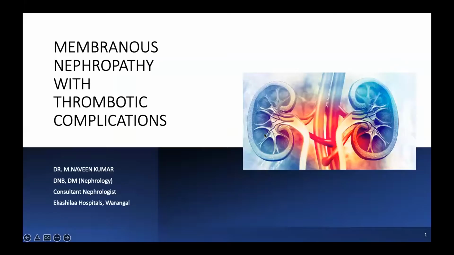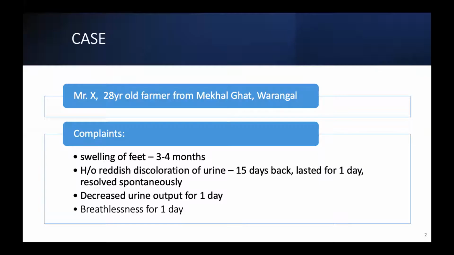Today, I am here to present a case of membranous nephropathy with thrombotic complication. I'll go right into the case presentation. This is a 28-year-old male, farmer by occupation, presented to us with complaints of swelling of feet for the past 3 to 4 months. He had one episode of reddish discoloration of urine about 15 days prior to the presentation, and it lasted for 1 day and resolved spontaneously. And for the past 1 day, he had decrease in his urine output and breathlessness.